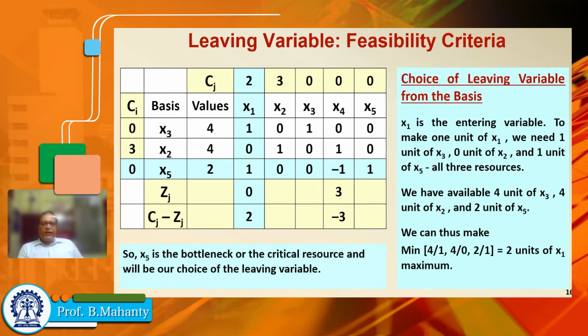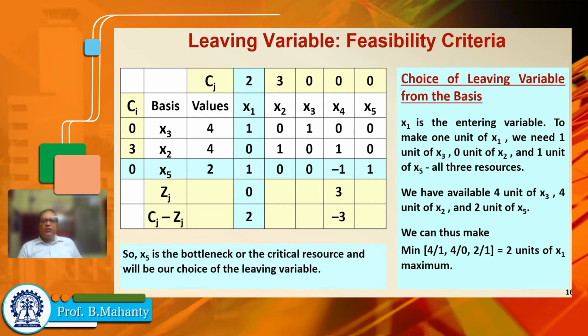So we can thus make 4 by 1, 4 by 0 and 2 by 1. The minimum of these is 2 units of x1. That is the maximum possible number of x1 that we can make. So therefore we see that x5 will be the leaving variable. So x1 is the entering variable, x5 is the leaving variable. So x5 is the bottleneck or the critical resource and will be our choice of the leaving variable.